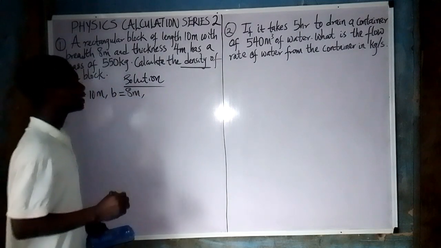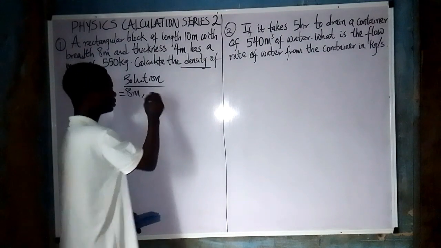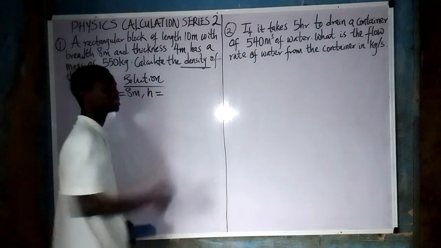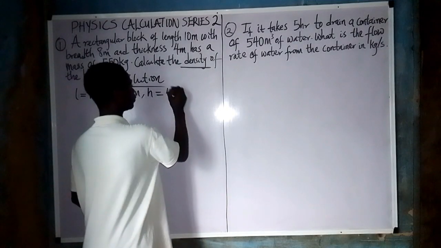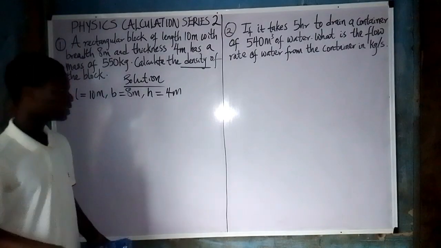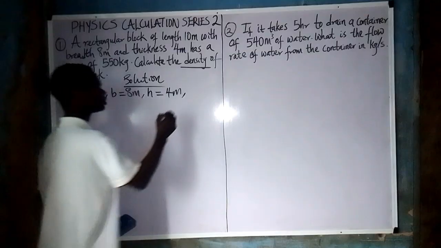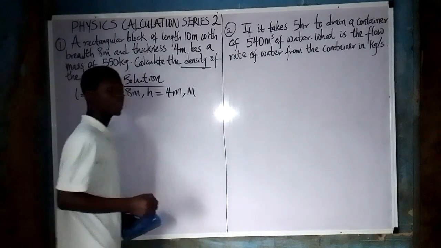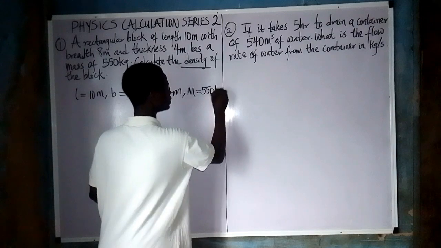Now they said and thickness of 4 meter. You can write small t or you can also use h. They are the same thing. h or t refers to the same thing, where h is height, and thickness and height are talking about the same thing basically. So we progress. They said has a mass of 550 kg. So m in this question was given to be 550 kg.